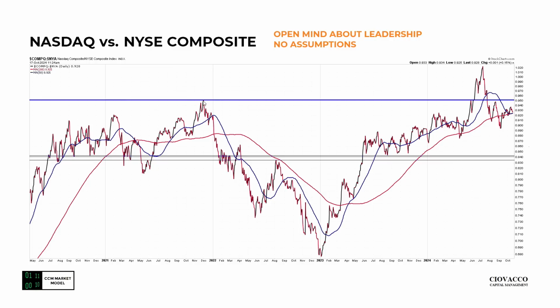So this daily chart with the 200-day moving average in red and the 50-day moving average in blue helps us keep an open mind about market leadership. We don't want to make any assumptions that what we've experienced in the rearview mirror is what we're going to experience in the coming days, weeks, and months.